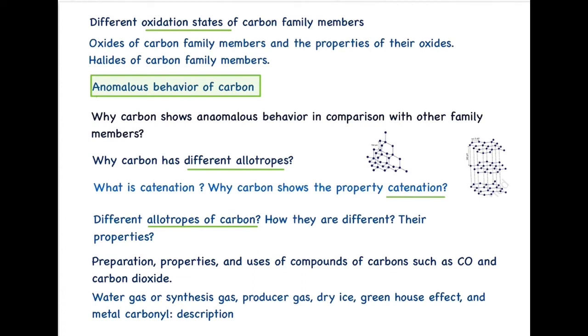Preparation, properties and uses of compounds of carbon such as carbon monoxide and carbon dioxide. Characteristics, preparation and properties of water gas or synthesis gas, producer gas and dry ice. Also, you should be able to write about the greenhouse effect and describe the formation of metal carbonyl compounds and their characteristics.